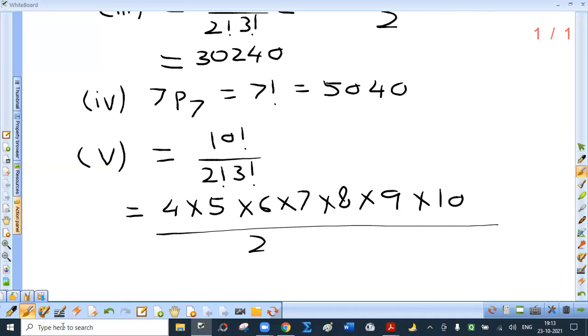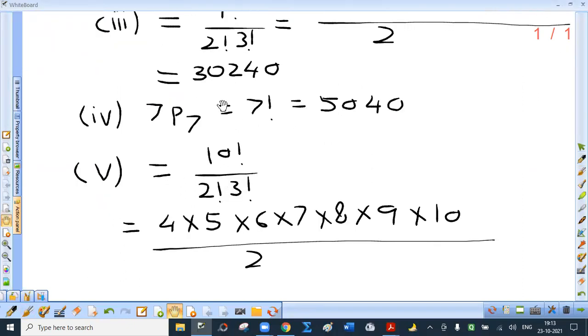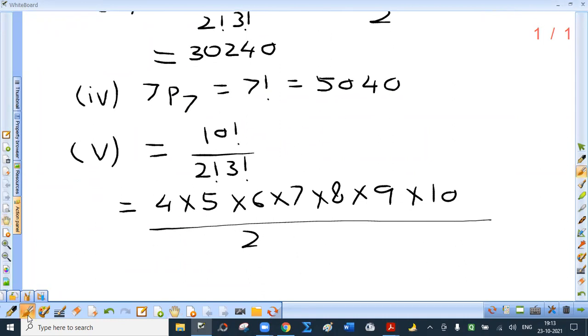I think in the previous sum, in sum number 3, we have obtained 4, 5, 6, 7, 8, 9 upon 2. So 30240 multiplied by 10. So 3,02,400.